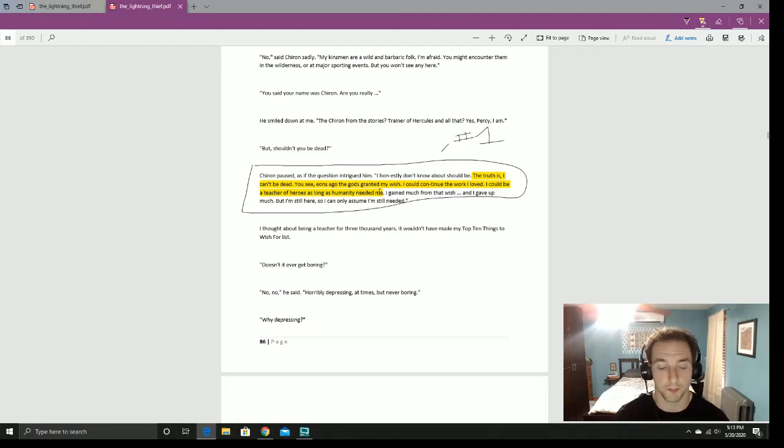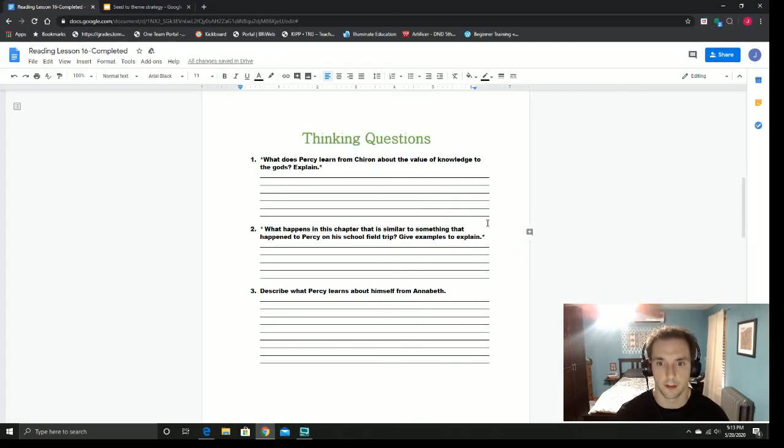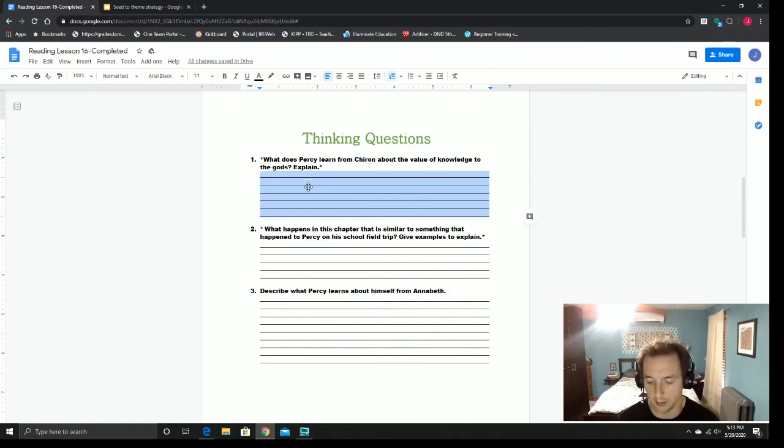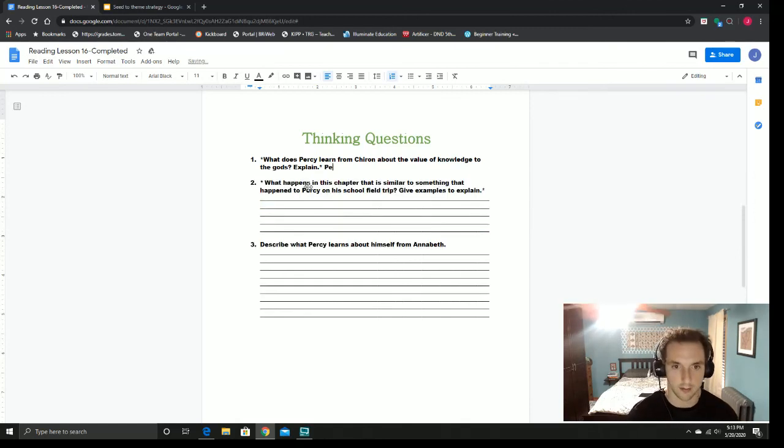And so that shows us that Percy learns that knowledge is very important to the gods. It's so important that they would allow someone to be like them, to live forever, because he has knowledge to pass on to heroes. Right? And so that's what my response is here. This might not seem particularly important to a theme, but you'll see it all connects.